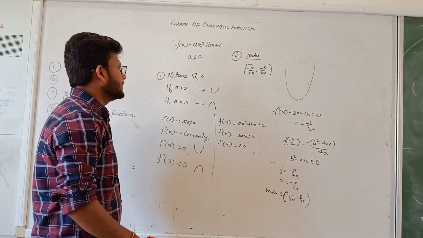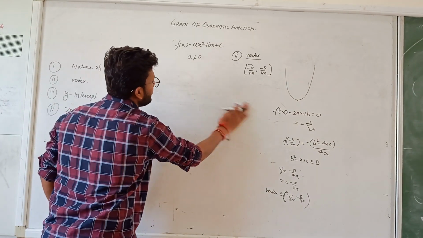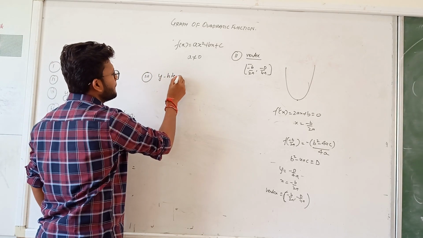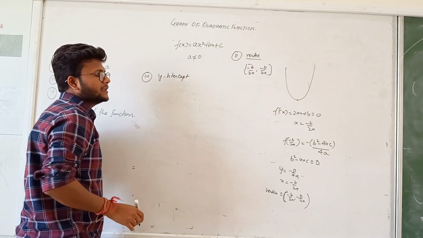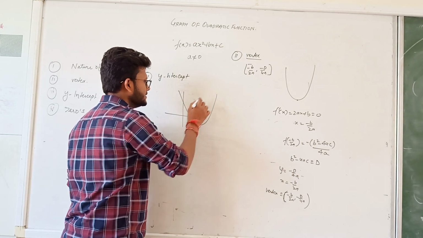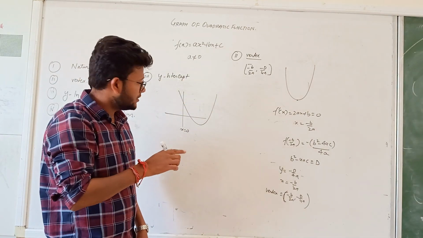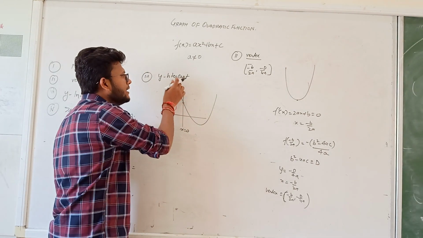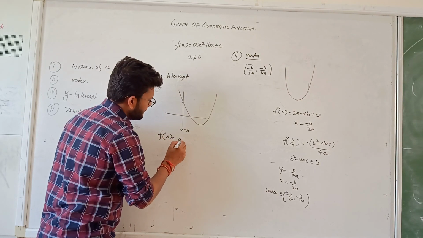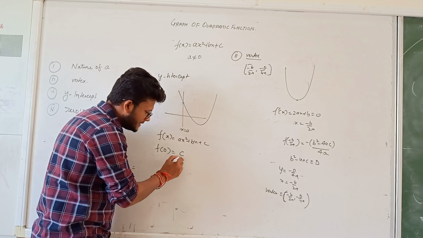Third thing is the y-intercept. The y-intercept is where the function cuts the y-axis. On the whole y-axis, x equals 0. So for getting this point, we just put x = 0 in the function, and we easily get the y-intercept. On putting x = 0, we get c. So c is the y-intercept.